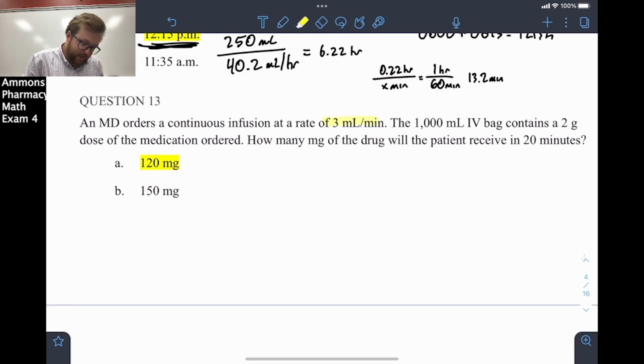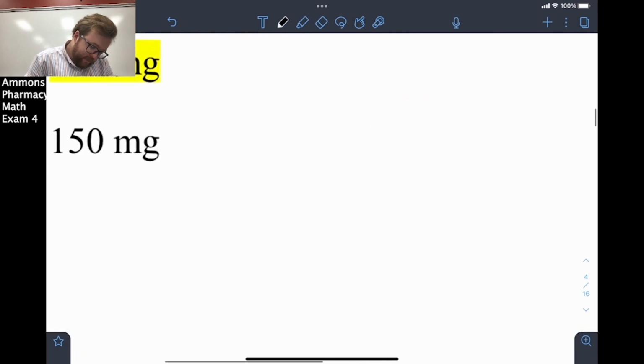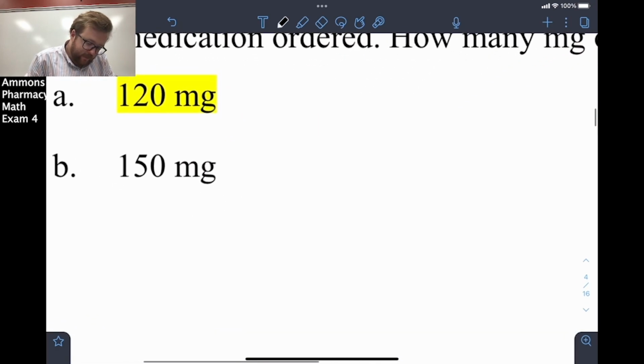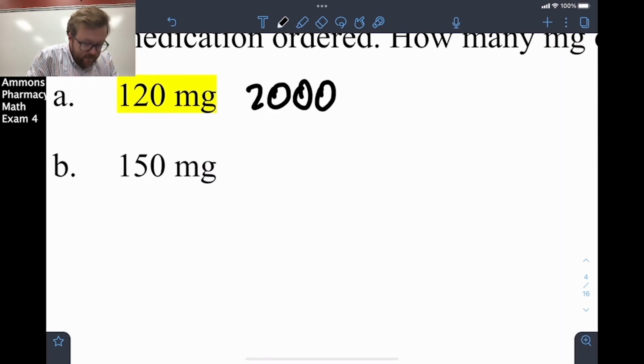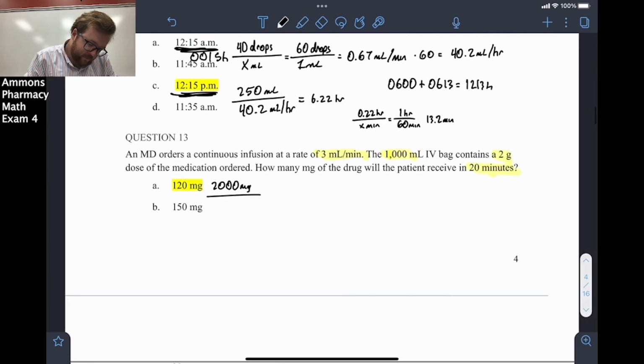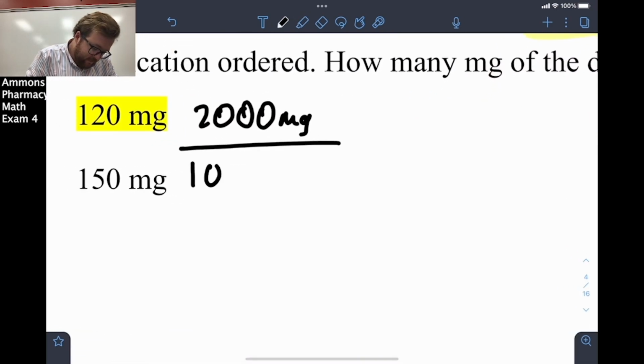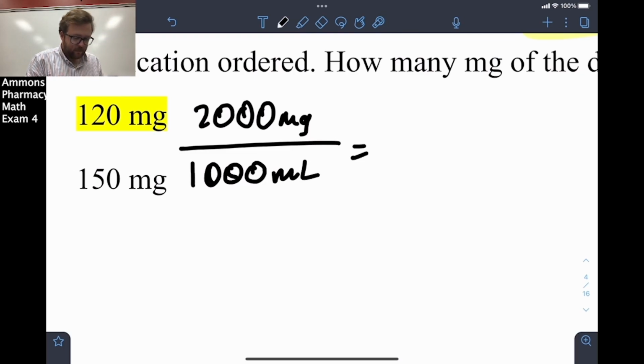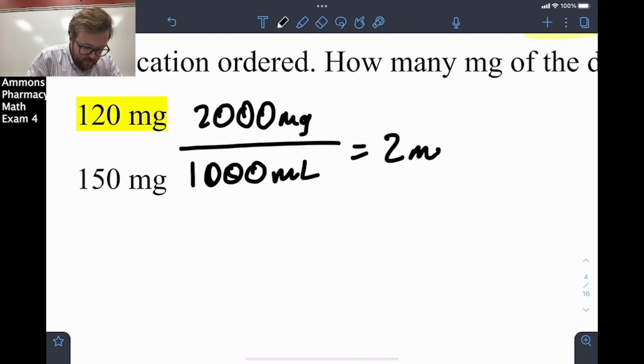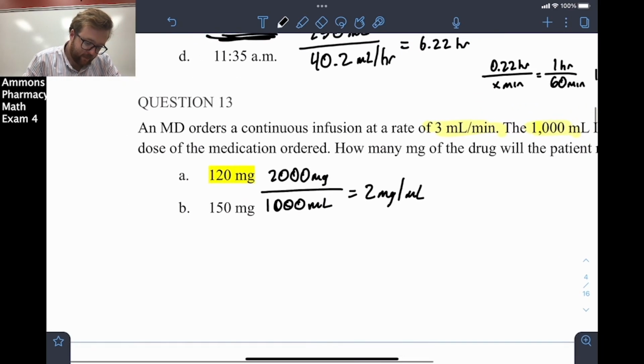Continuous infusion rate 3 mils per minute, 1,000 mils, 2 grams are ordered. How many milligrams will they receive in 20 minutes? Okay, we have 2 grams. I know it's going to be converting into milligrams already, so I'll go ahead and do that. I'm not going to write it out anymore because I'm just going to save some time. 2 grams is 2,000 milligrams. And what volume is it in? It's in 1,000 mils. 2,000 divided by 1,000 is 2, and that is milligrams per mil.